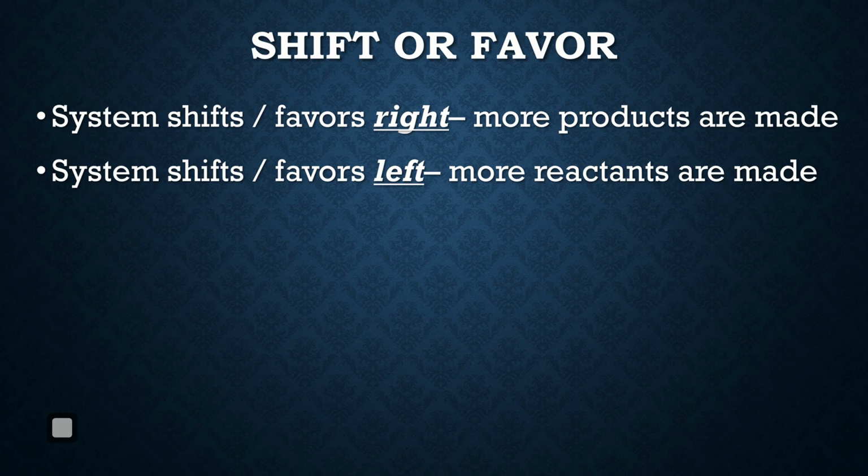What we are looking for on these problems in a moment, and we're going to do a lot of examples, is we need to see which side is the stress. We're going to call it a stress. We're going to stress the reaction on one side, and then that side needs to relieve that stress by shifting the reaction to the other side.